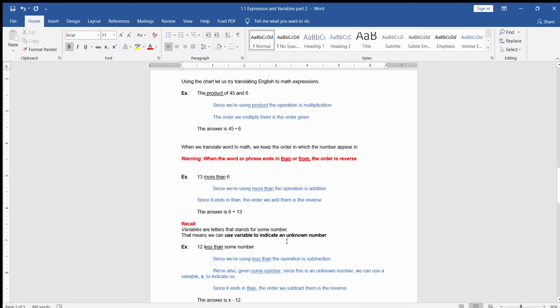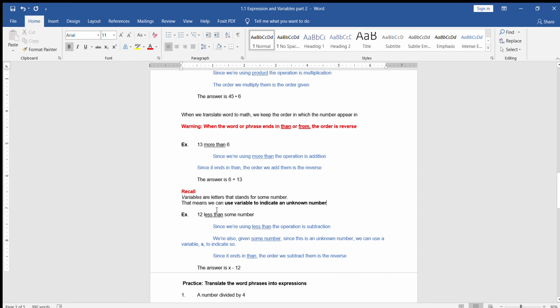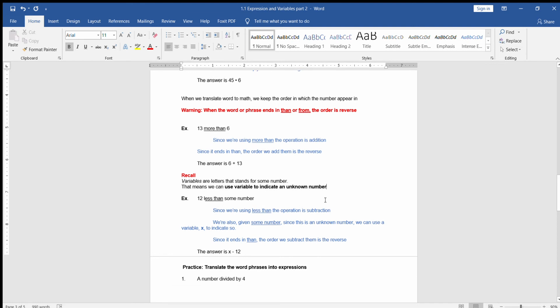Now we want to recall that variables, by definition, are letters that stand for some number. That means we can use variables to indicate an unknown number. Let's say 12 less than some number. Let's have an example on that to make that clear.